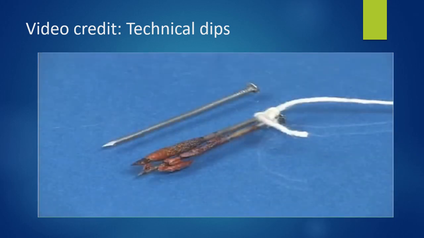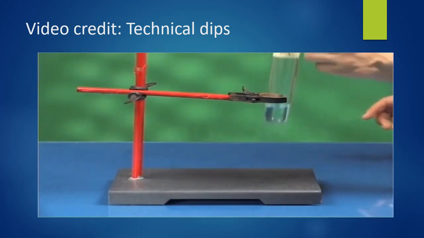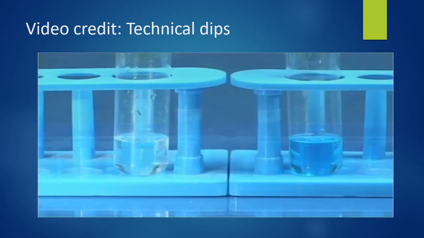On comparing both the nails with the unused nail, you will find that the iron nails, which are kept in the copper sulfate solution, have developed a reddish-brown layer on them. Now, take out the test tube A from the clamp stand and keep it beside test tube B for comparison. On comparing both the solutions, you will find that the original deep blue color of the copper sulfate solution has faded away.